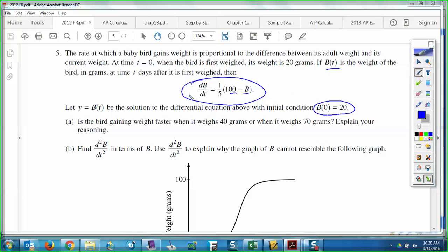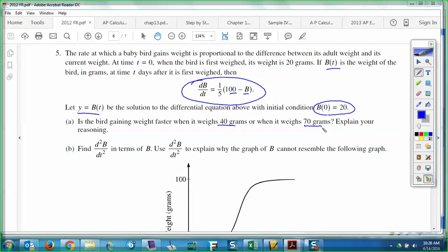All right, so let's go through some of the questions. It says let y equals B, or big B, is a solution to the differential equation, right? Now, that is separable. We could solve this. Do they ask us to solve it? Yeah. Look at C. It says use separation of variables, right? So we're going to get to that. But let's go through these first ones first. Is the bird gaining weight faster when it weighs 40 grams or when it weighs 70 grams? Explain your reason. What would you do?